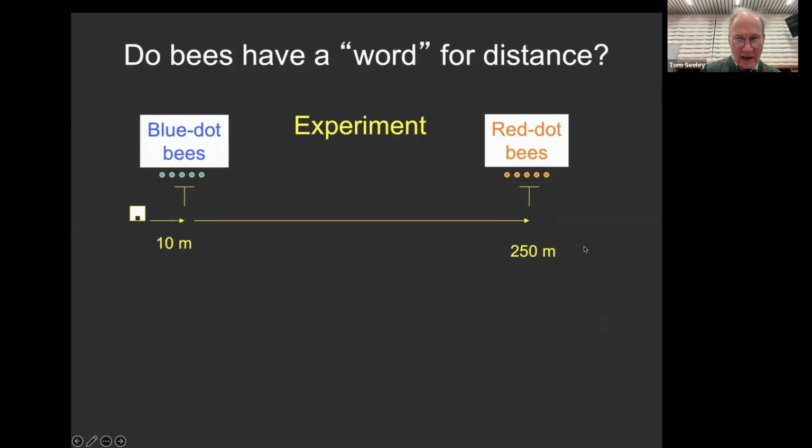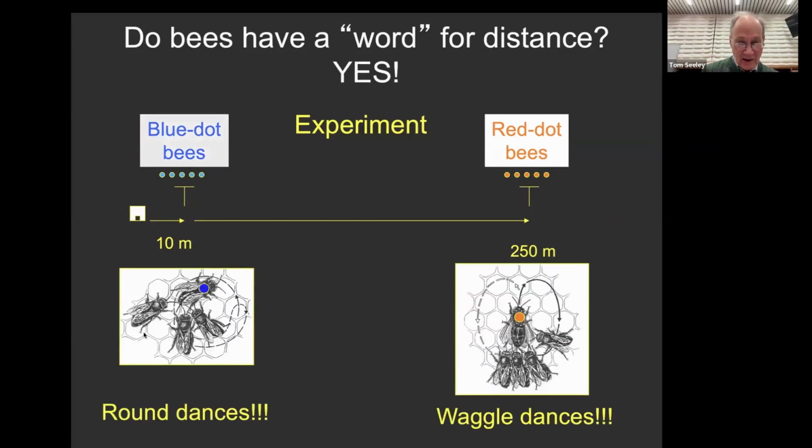And then he watched, and so he had red dot bees coming back and doing dances from a distant feeder. Blue dot bees were coming back and doing dances in the hive from the nearby feeder. And here's what he saw. He saw the blue dot bees were doing round dances, and the red dot bees were doing waggle dances.